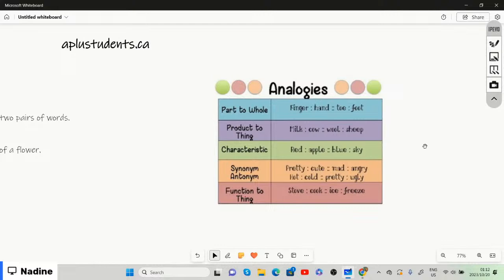Then we have synonyms and antonyms. It's like where either some things are similar or some things are opposite. Same in meaning or it's opposite. So pretty and cute, it's the same, right? You can either say someone is pretty or someone is, oh, you're so cute. Or if I'm mad, it's the same as me being angry. So mad and angry, it's like you're associating the two words because it is kind of similarly the same.